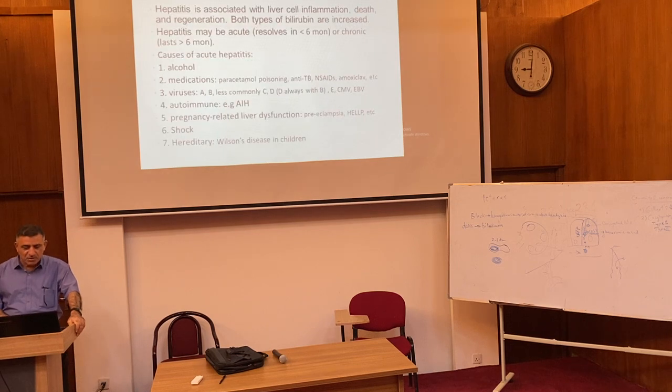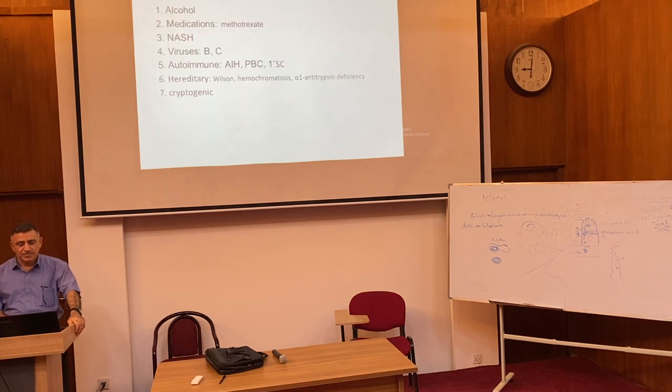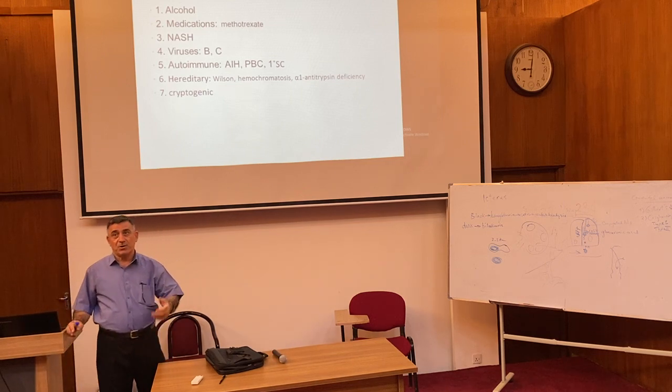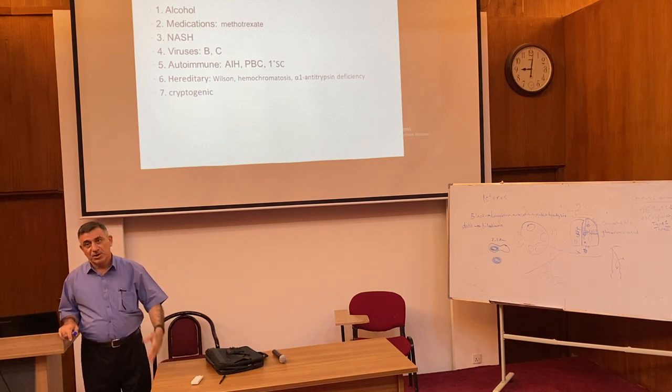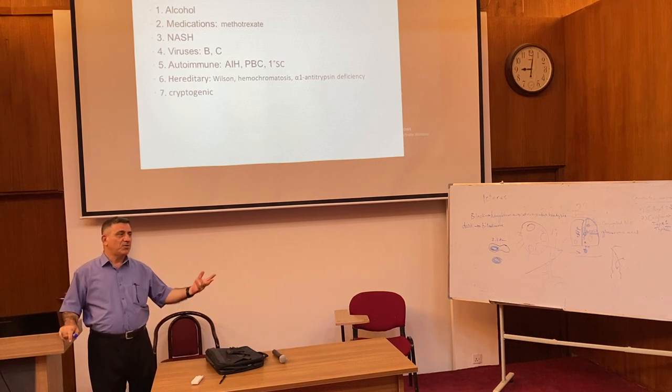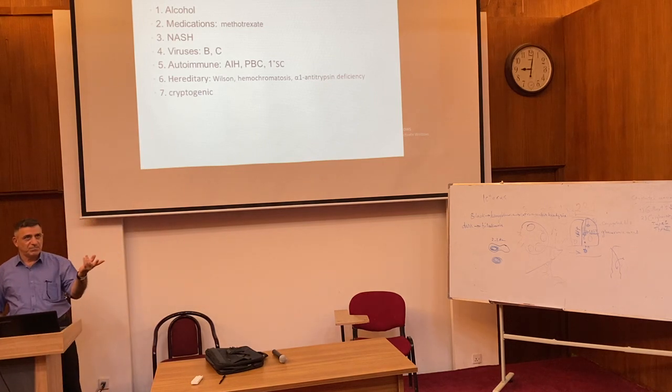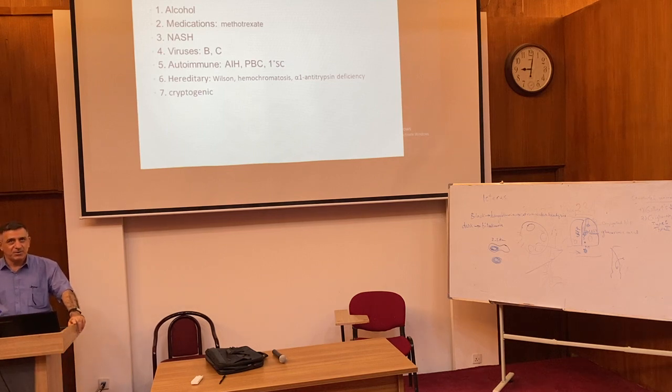Hepatitis has two types, acute and chronic, and both may lead to jaundice. Jaundice is seen in acute hepatitis or chronic hepatitis, so it cannot differentiate between acute or chronic.